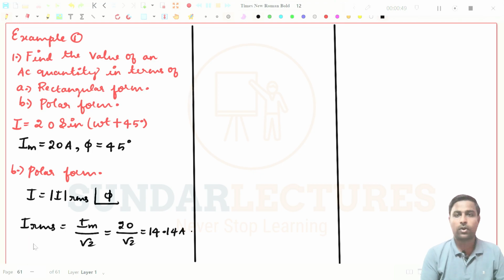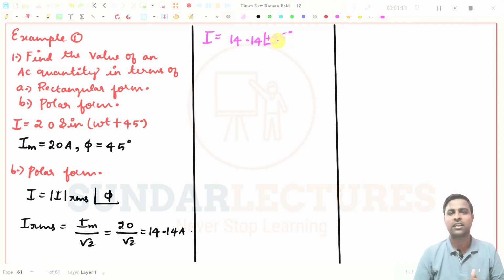So what is the final answer now? So I will be equal to 14.14 at an angle of, what is pi? Pi is directly given here. Pi is directly given in the question. So what is that value? That is nothing but plus 45 degree. Try to understand. You have to write it as plus 45 degree since it is given in plus. If it is minus, then you put minus 45 degree here. So this is the polar form, right?